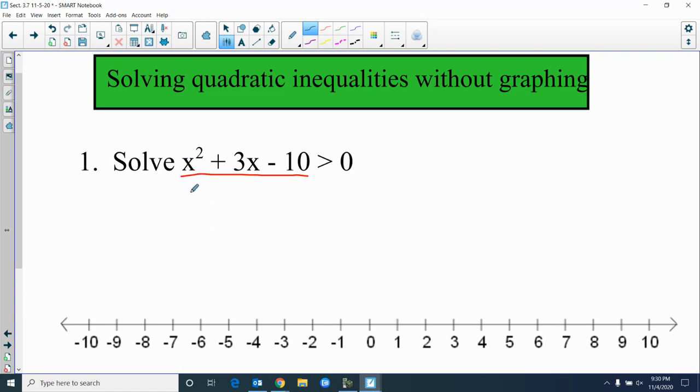And we do that just as you would with an equation that equals 0. For a quadratic, we're going to factor it. That's going to factor into x plus 5 times x minus 2. So let's figure out where it equals 0. Well, that's going to be where x equals negative 5. Just set both of those equal to 0. And x equals positive 2.